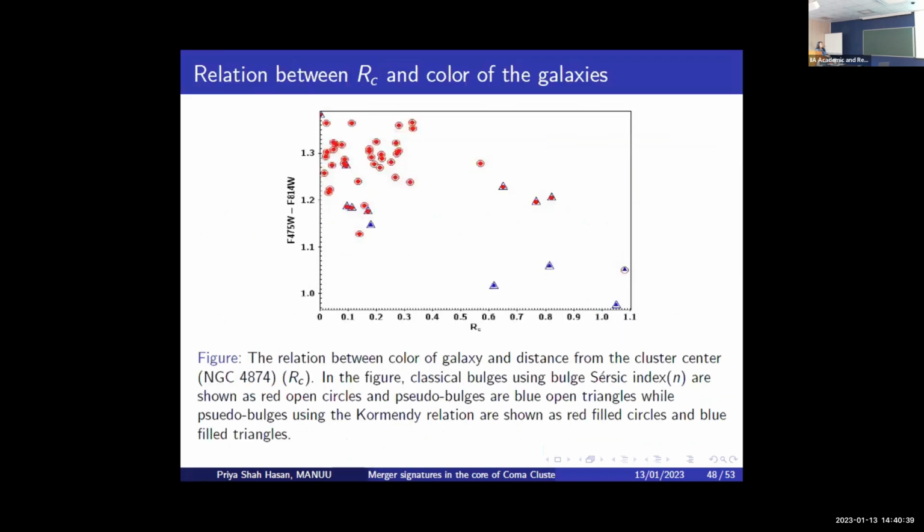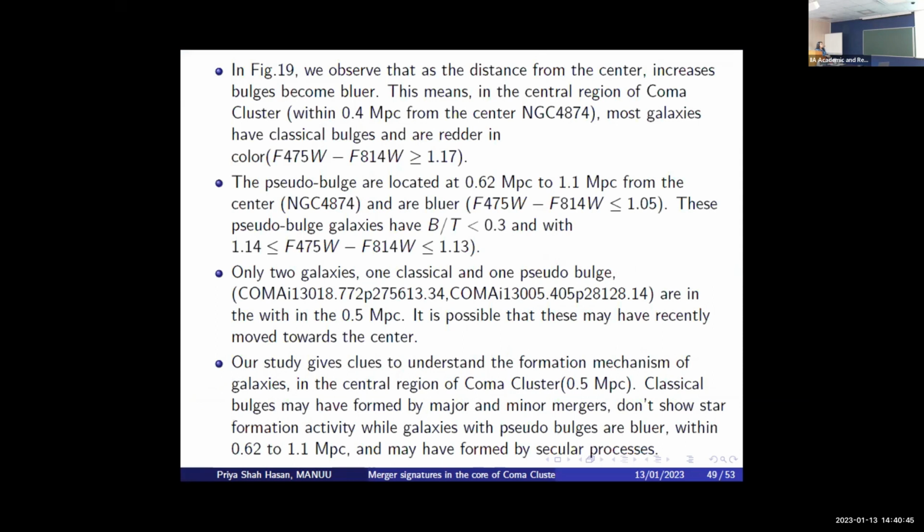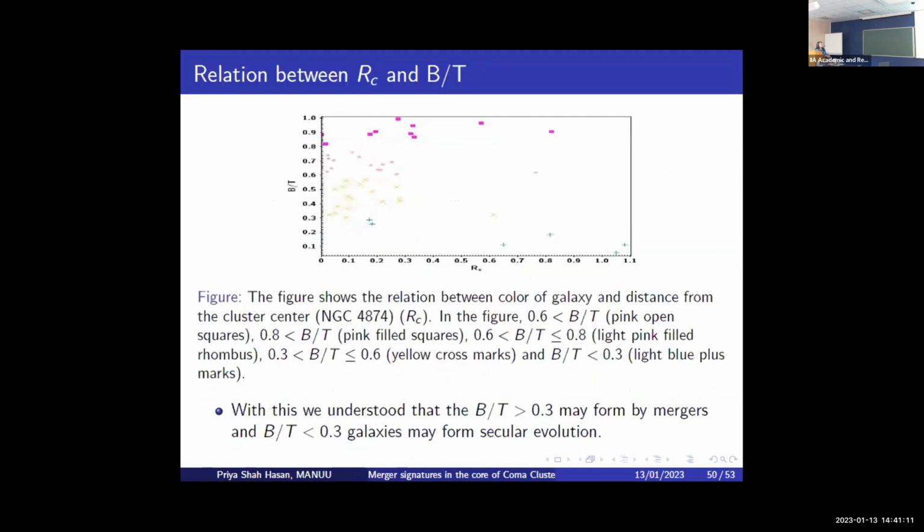You can also see that there's a relationship between the distance from the center and the color of the galaxies. I'll conclude with this: the classical bulges are closer towards the center, within 4 megaparsecs of the center of the cluster. These are all classical bulges, while the pseudo bulges, which have secular evolution, are at a larger distance, between 0.62 to 1.1 megaparsec from the center. So this is a good method to trace the merger history of a cluster, which is typically virialized in this case, where we do not have other indicators.